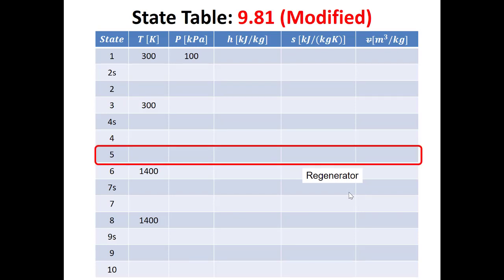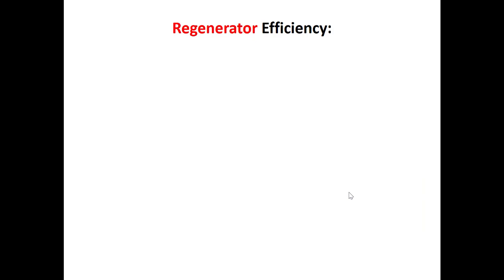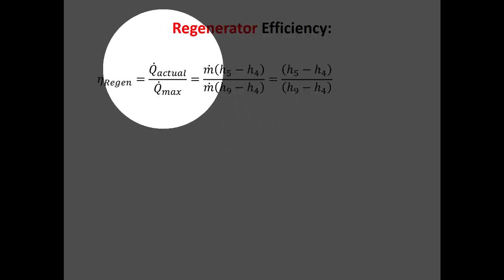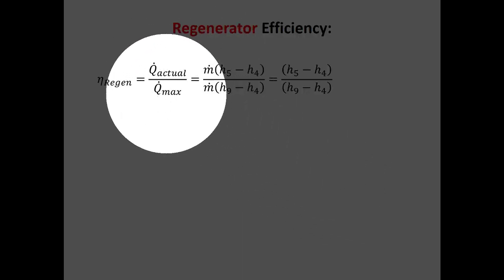Next, I get to the regenerator. How do I solve state 5? I can use the regenerator efficiency. So now the regenerator efficiency is the actual amount of heat that I transfer across my regenerator divided by the heat transfer rate that the maximum regeneration would give me.